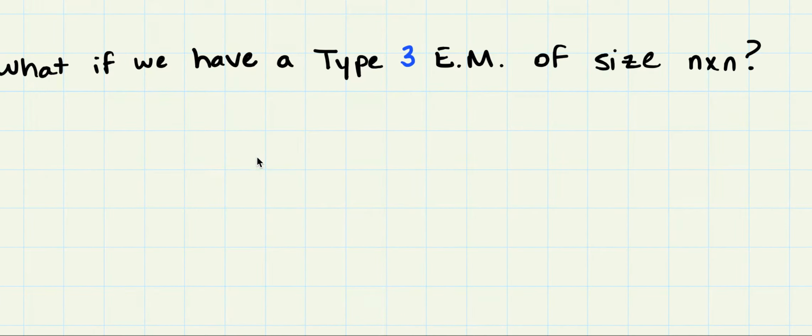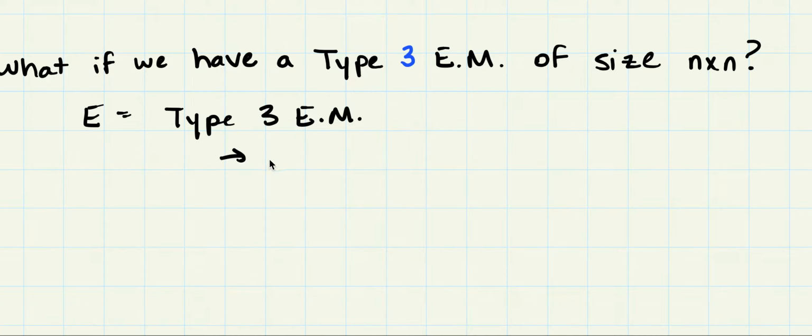So what if we have a type 3 elementary matrix of size n by n? What is its determinant? So if E is a type 3 elementary matrix, and what we've done is we've multiplied one of the rows, it doesn't matter what row you choose, and then you add it to another row, well, it's either going to be upper or lower triangular.